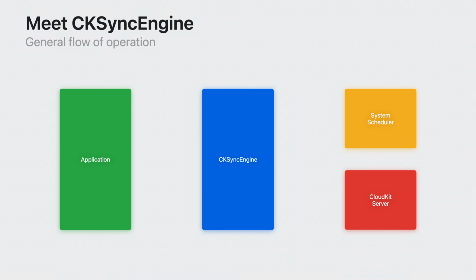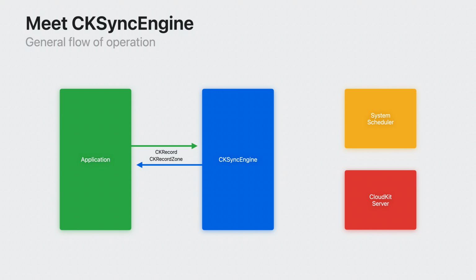So how does the sync engine actually work? Generally, the sync engine acts as a conduit of data between your app and the CloudKit server. Your app communicates with the sync engine in terms of records and zones. When there are changes to save, your app gives them to the sync engine. When it fetches those changes on another device, it gives them to your app.